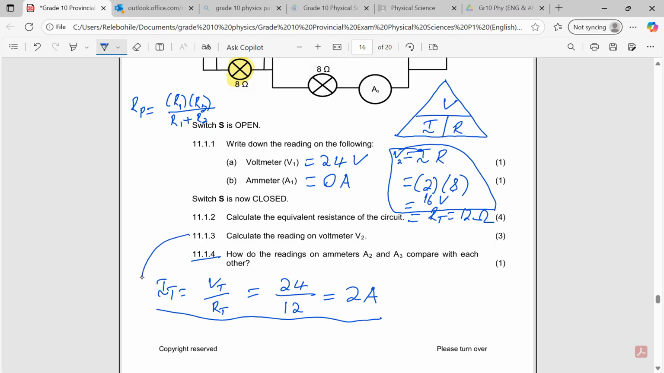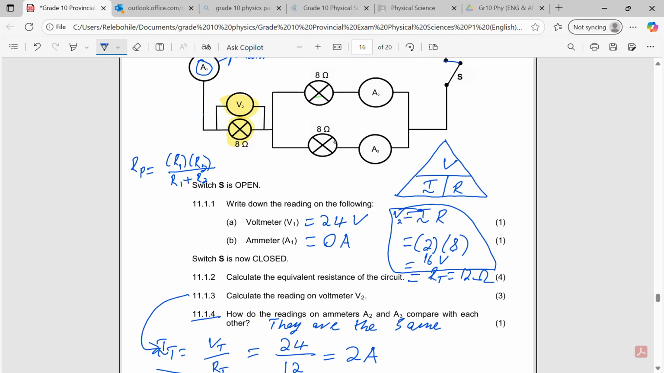Now we are answering 11.1.4. This solution and that solution are for 11.1.3. 11.1.4 says, how do the readings on ammeters A2 and A3 compare with each other? Remember what we said, guys? We said they are going to be the same. Why are they the same? They are the same because these resistors are equal, and if they are equal, they will have equal current, because that current will be shared.